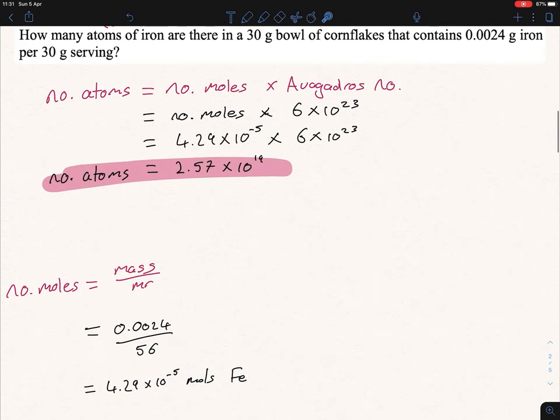Figure out the number of moles, which you have down here, and plug it back in up here, and you've got your answer, and that's it.